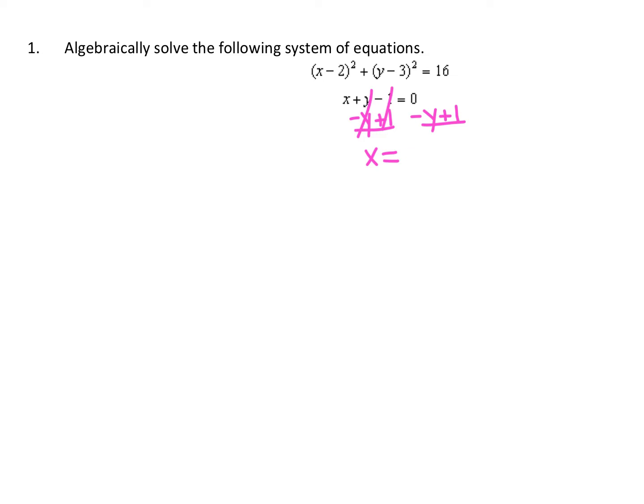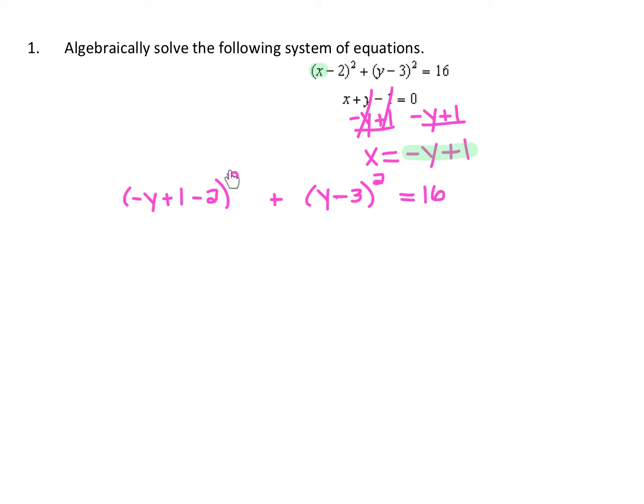Now you could write this as negative y plus 1, or if you prefer to write 1 minus y, that's okay as well. But since x is equal to this expression right here, we can substitute it where we see the x in this first equation. So again, since x is equal to this, I'm going to put it where I see the x in the first equation. I took the negative y plus 1 and put it where this x was, and then I just brought the rest of the equation down.